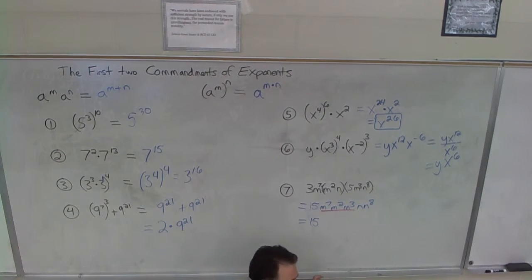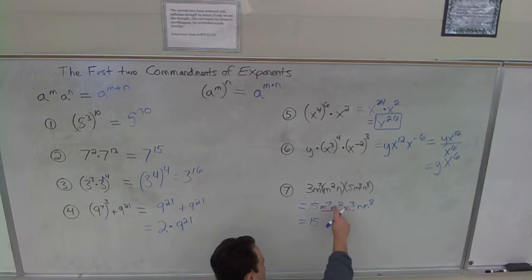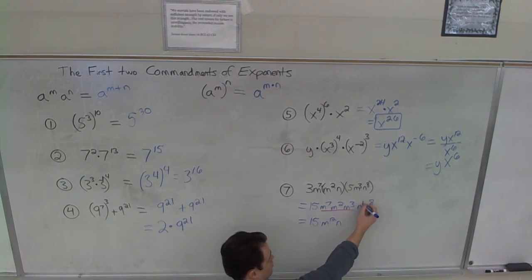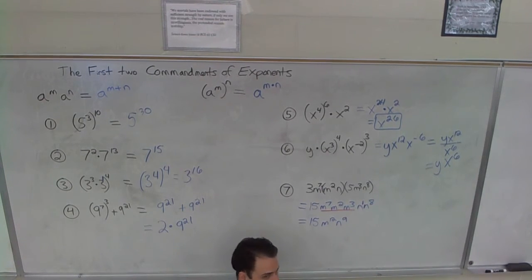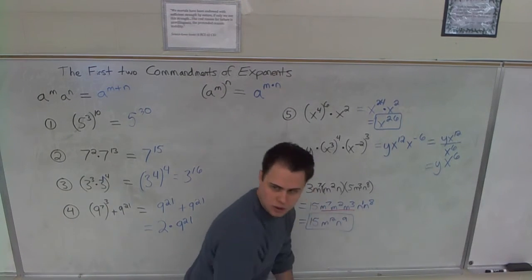So how many m's are there? There's 7 m's, 2 m's, 3 m's, all multiplied. We add them all up. We get 9 plus 3 is 12 m's. And how many n's? 9 n's. Done. Okay? So I think that's about all you do.